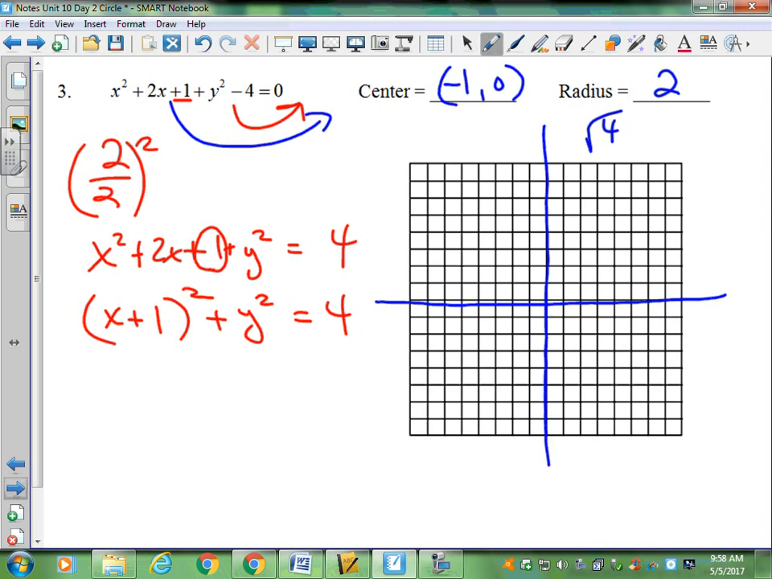My line's not real straight, but I will. So if I come over to negative 1, 0 and put a dot and plot it, I've got to go out 2 in all directions. I've got to go up 2, left 2, down 2, right 2, and make my circle. Why is the x negative? Because the opposite of positive is negative. You always make these the opposite.